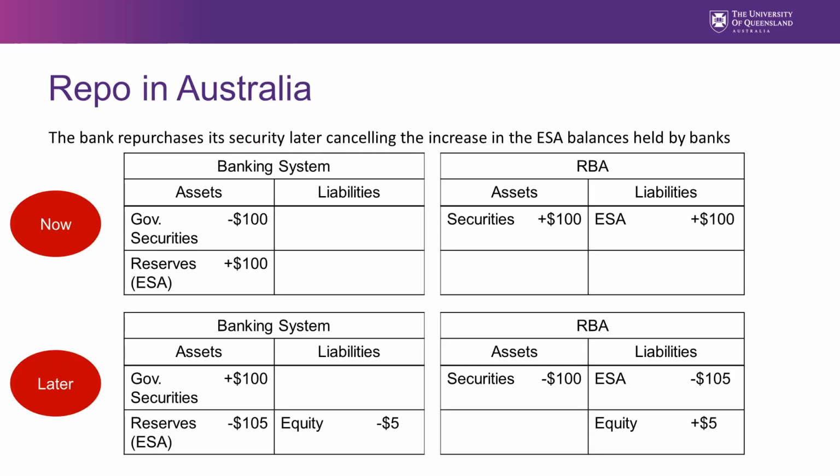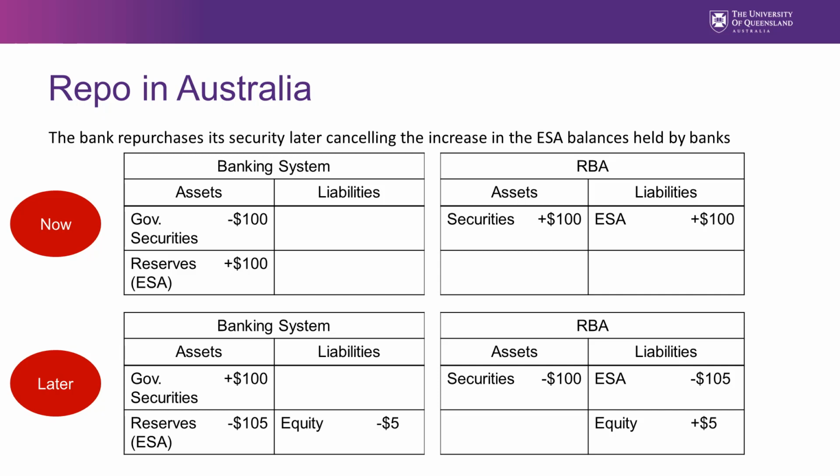You see that the bank gives away a security, but later on they buy it back. And they buy it back more expensive than they sold it, so they pay an interest. The RBA creates money when they buy the security, and they destroy central bank money when they take it back. That's a repo with a bank.